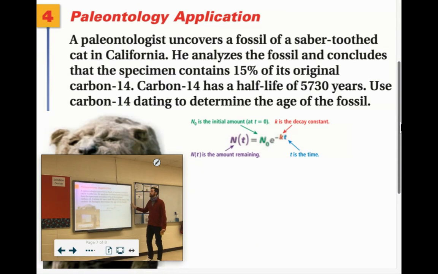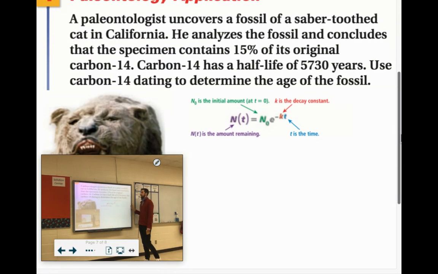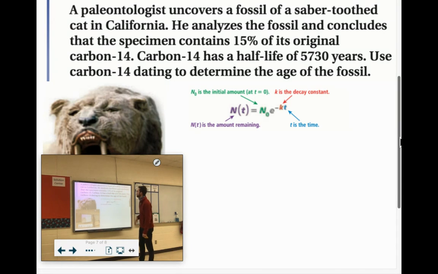So let's talk saber-toothed tigers. A paleontologist uncovers a fossil of a saber-toothed cat in California. He analyzes the fossil and concludes the specimen contains 15% of its original carbon-14. Now, carbon-14 has a half-life of 5,730 years. You already knew that. Use carbon-14 dating to determine the age of the fossil.